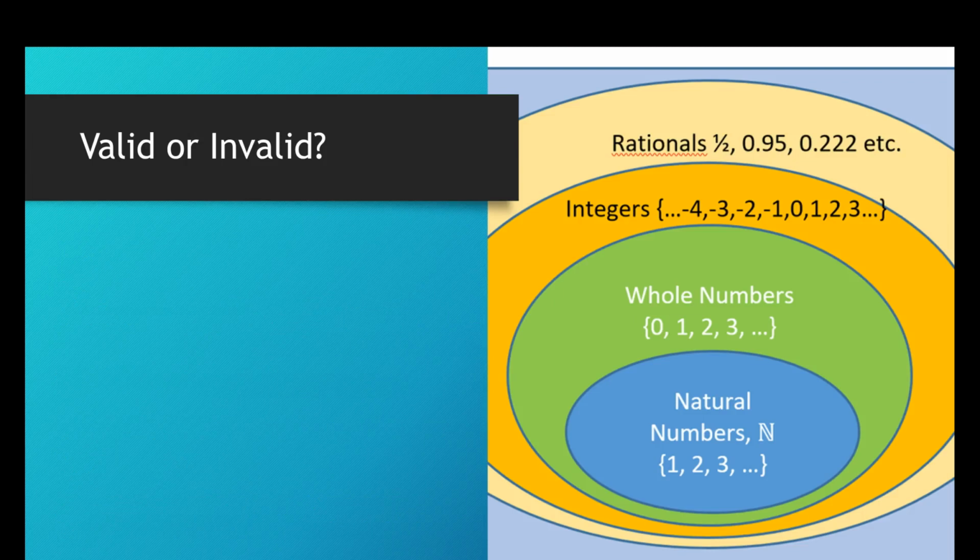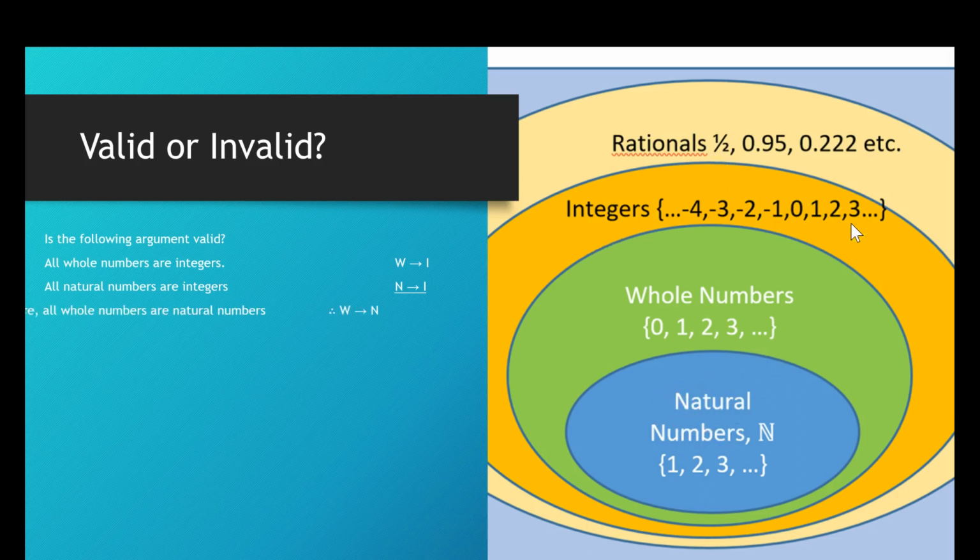Now here's one last one for you guys to try. And this is with the picture that we know, the rationals, integers, whole numbers, natural numbers. Is the following argument valid? All whole numbers are integers. It's true. Whole numbers are inside of integers. All natural numbers are integers. That's true. Natural numbers is inside of integers. So then my conclusion, therefore, all whole numbers are natural numbers. Look at the picture and see if it's true. All whole numbers are natural numbers is not true. It's backwards, right? Natural numbers is inside whole numbers. So you can see that it's invalid just from looking at the diagram.